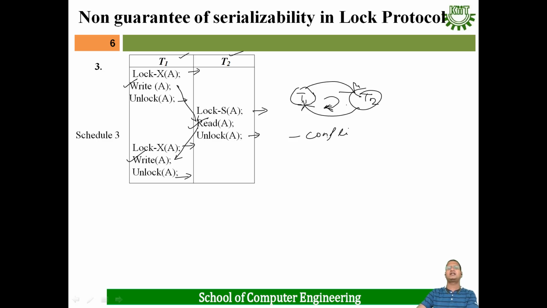That means conflict serializability is not maintained here. Okay, that means we are correctly applying the lock protocol here. Whenever we are doing any operation, before that we are applying locking, and after that we are applying unlocking. We are also applying the correct lock. When we are doing the write operation, we are applying an exclusive lock, and when we are doing the read operation, we are applying the shared lock.